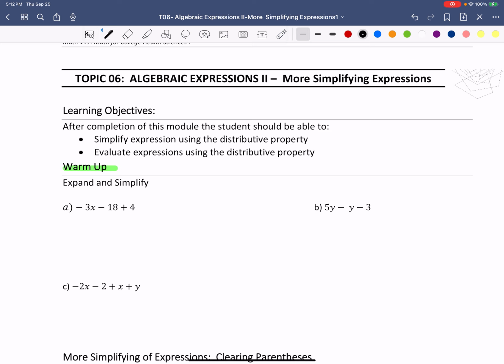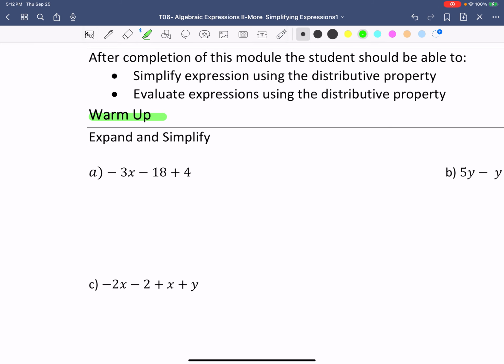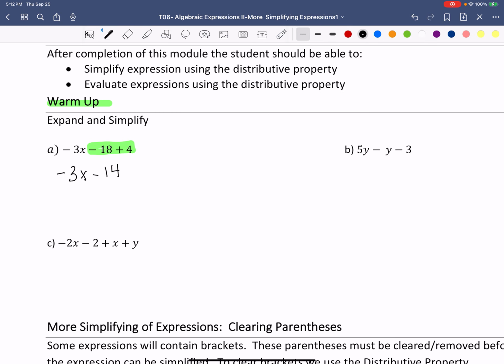So when we look at our first example here, we have negative 3x minus 18 plus 4. So let's zoom in. What we can see is that we can actually simplify this part of the expression. So we can simplify it down that negative 3x does not change, and then negative 18 plus 4 gives us negative 14. So again, just a nice warm up for what we've already done so far.